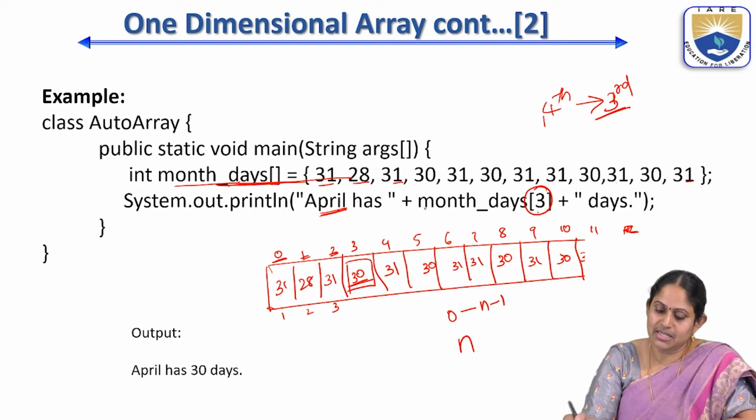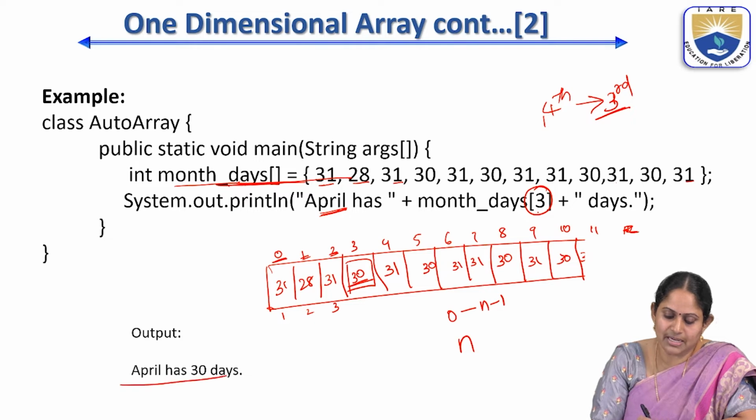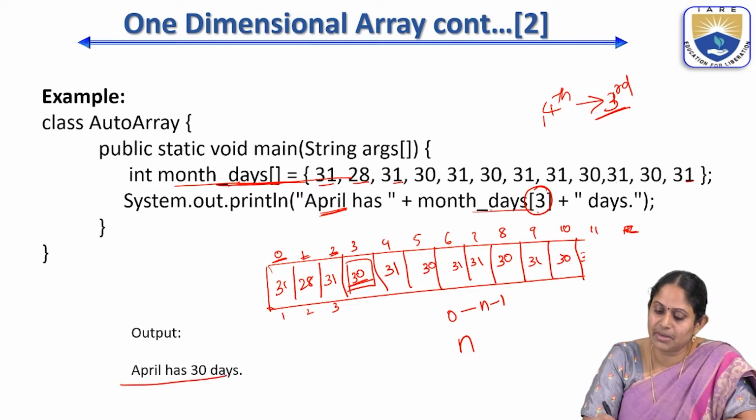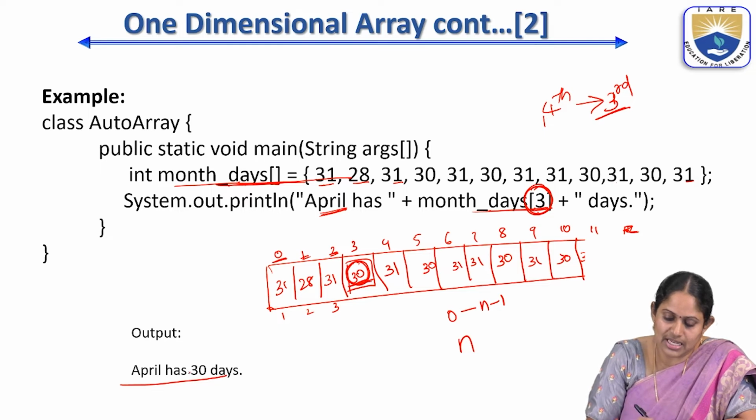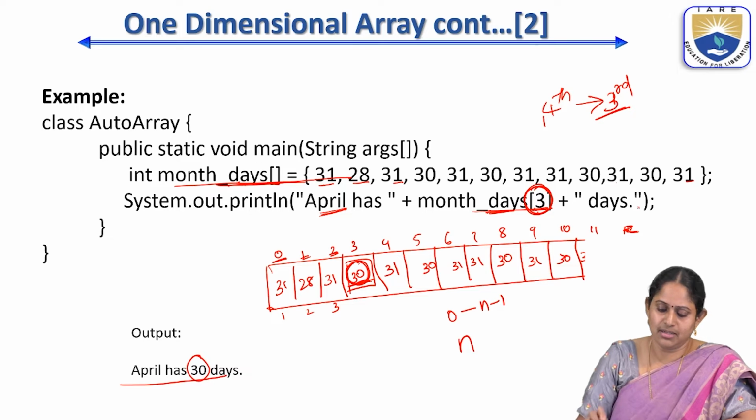Once this statement is executed, you will get the output: April has 30 days. So month_days[3] is 30. The value at location 3 is 30, and that value will be displayed over here.